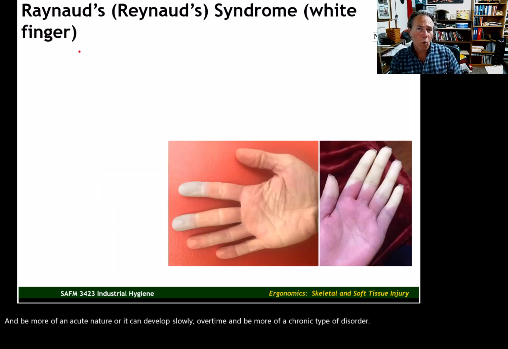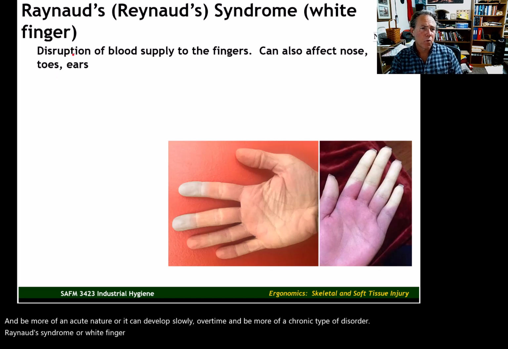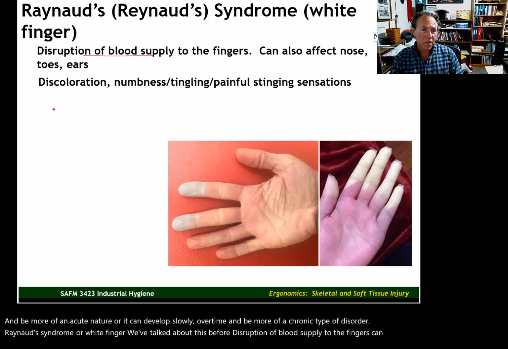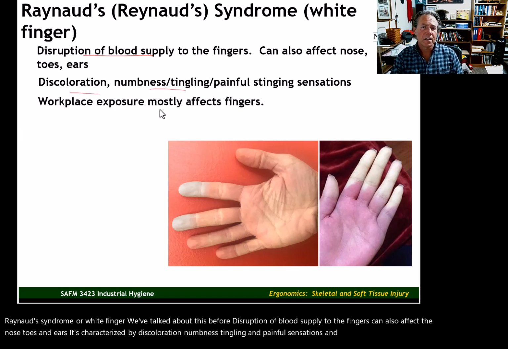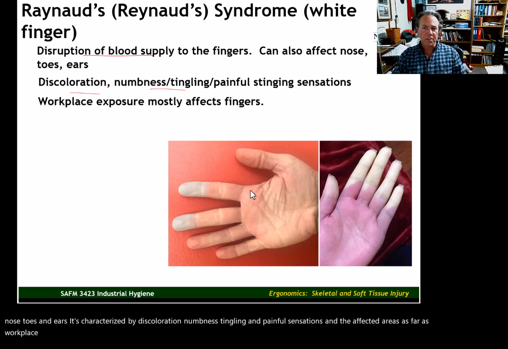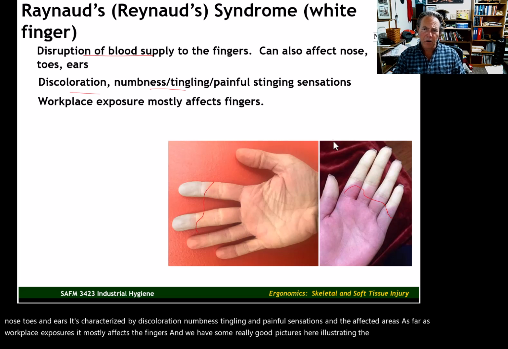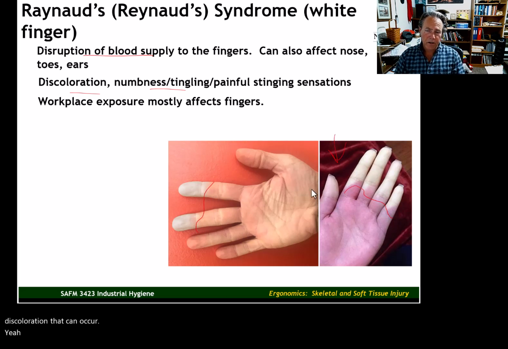Raynaud syndrome, or white finger. We've talked about this before. Disruption of blood supply to the fingers can also affect the nose, toes, and ears. It's characterized by discoloration, numbness, tingling, and painful sensations in the affected areas. As far as workplace exposures, it mostly affects the fingers. And we have some really good pictures here illustrating the discoloration that can occur. And that's a pretty serious case of discoloration.